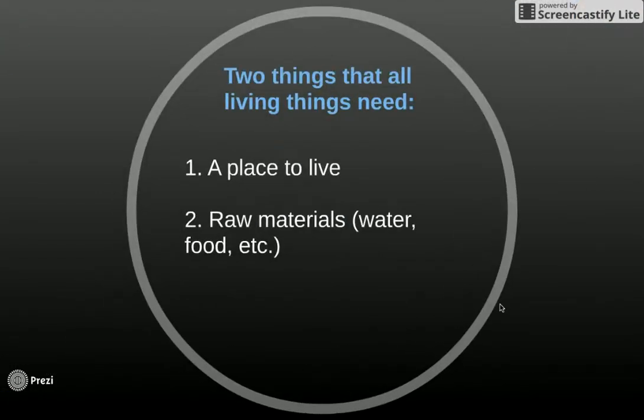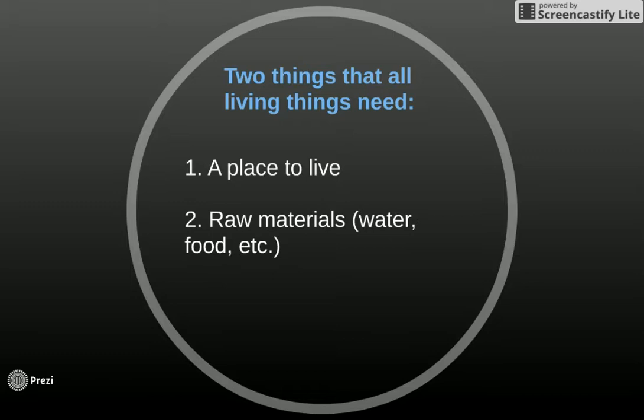So there are 2 things that all living things need, and that is a place to live and raw materials, water, food, etc. So think about just a bird, for example. If a bird doesn't have a place to live, then it doesn't have anywhere to lay its eggs and have a family, so it can't raise its young, doesn't have anywhere to go back to and store food, it doesn't have anywhere to hide from predators.